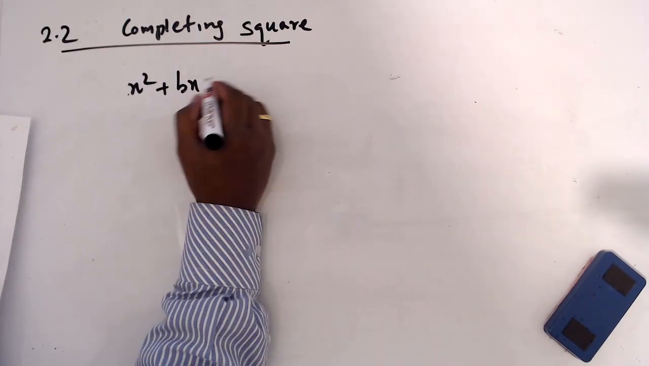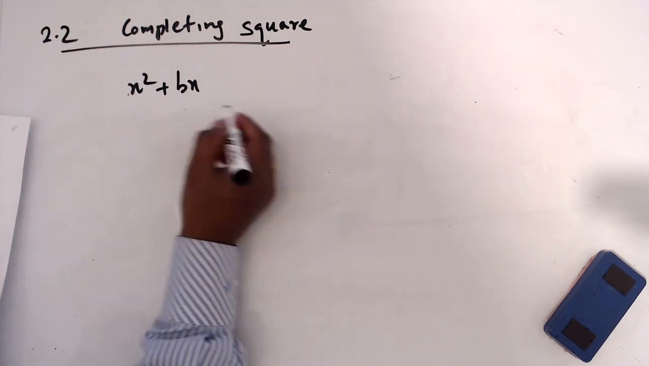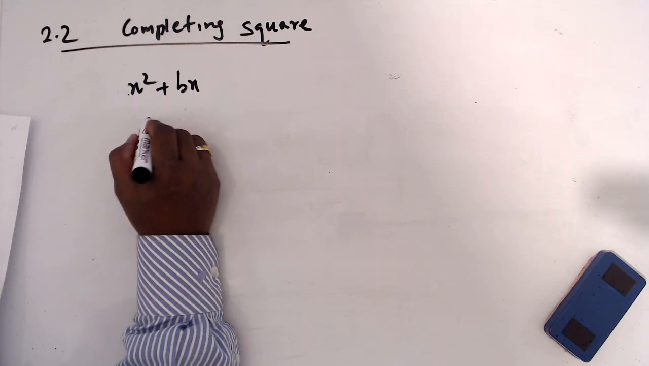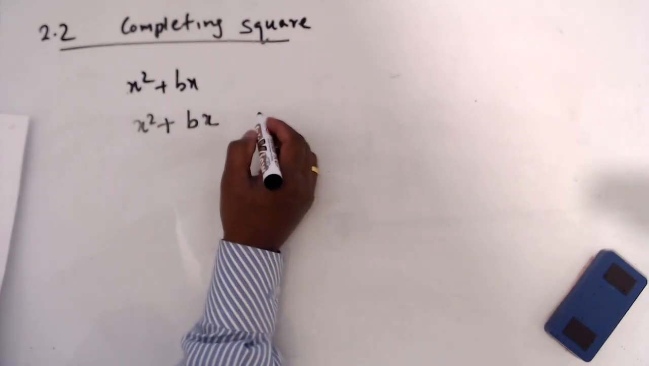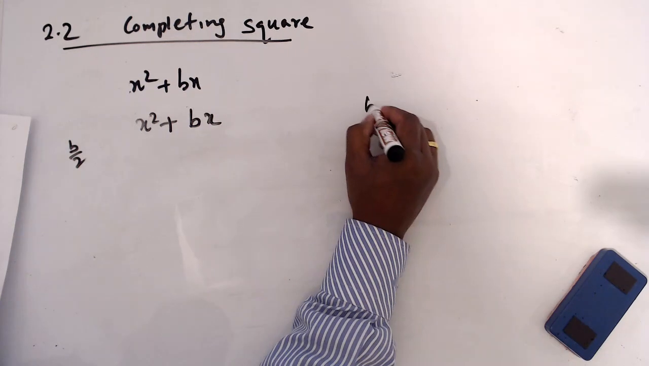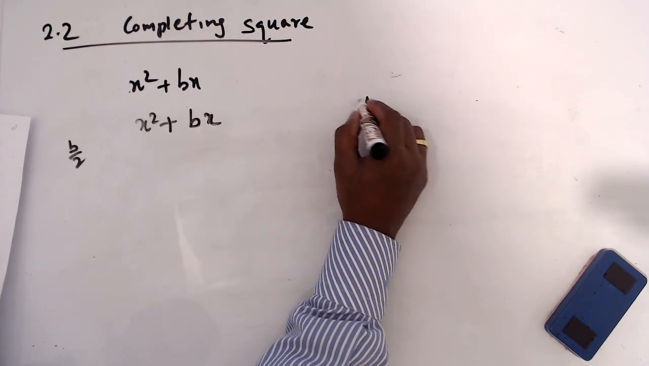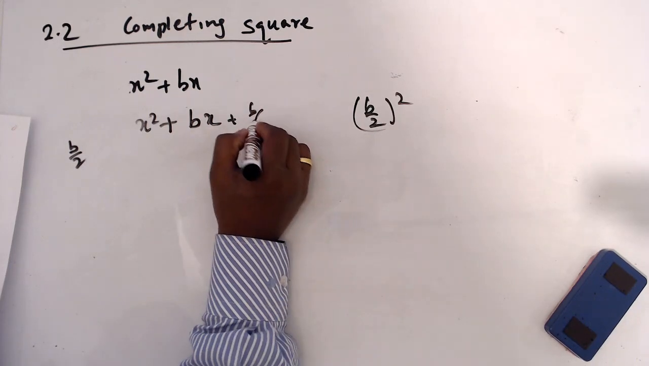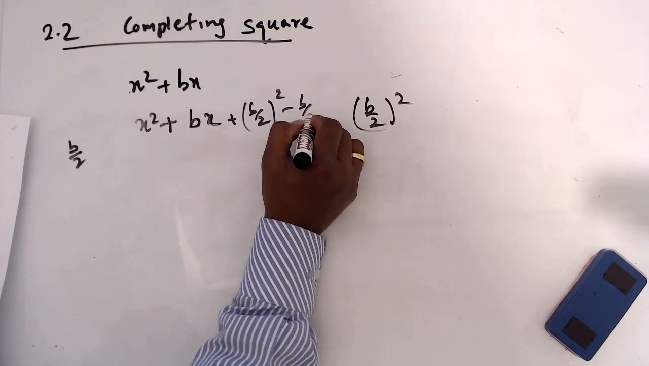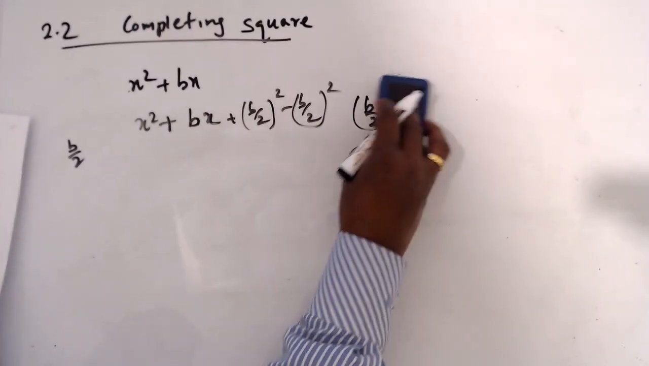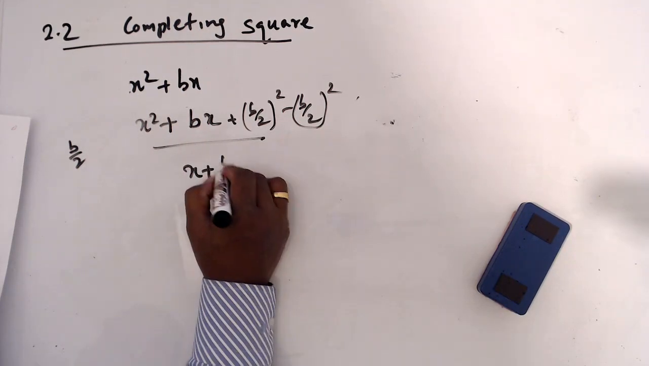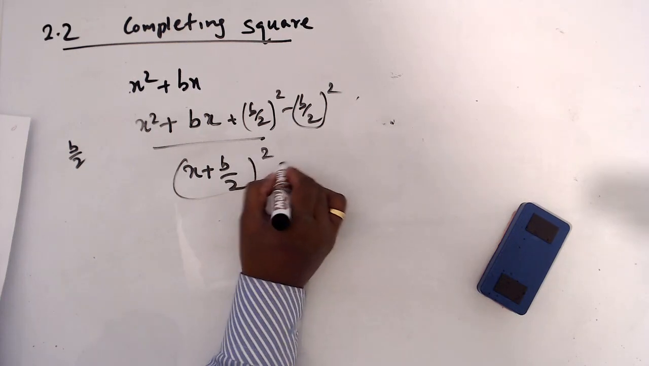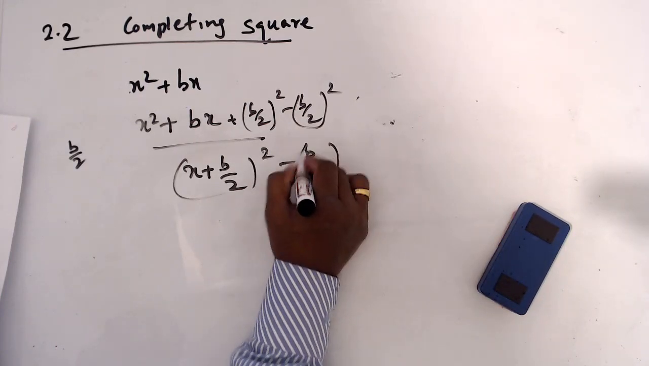Now you have x square plus bx. So you know that we need x square plus bx, then half of b, which is b divided by 2, then we want to square this one, and then we add this square one, and we want to minus also. And now we know this one is x plus b over 2 square, and remain is minus b over 2 square.